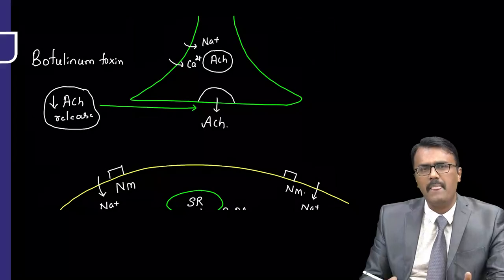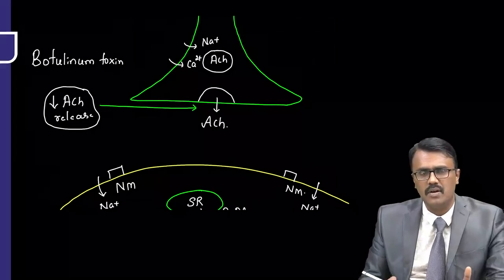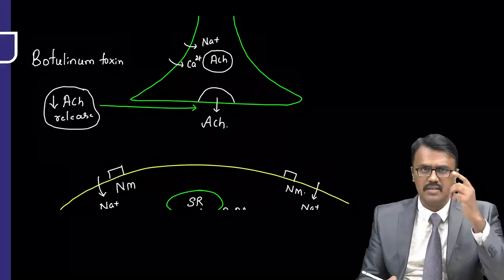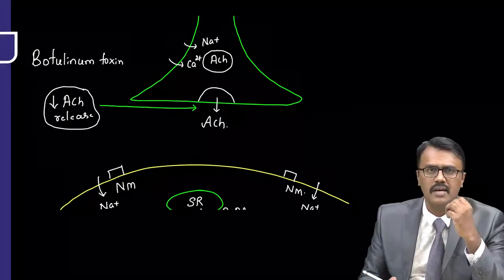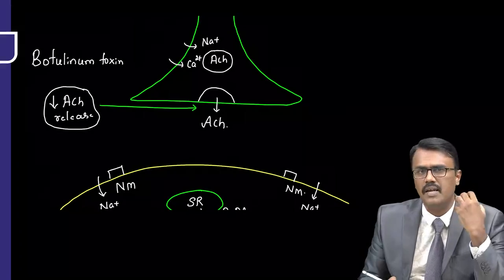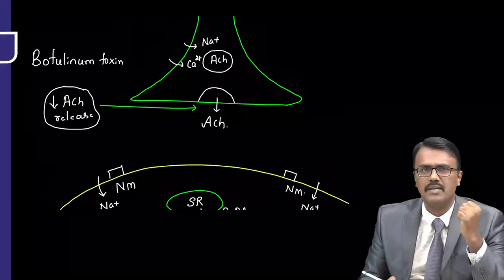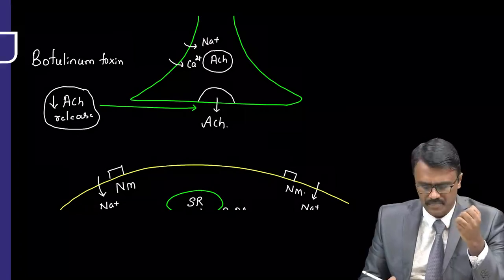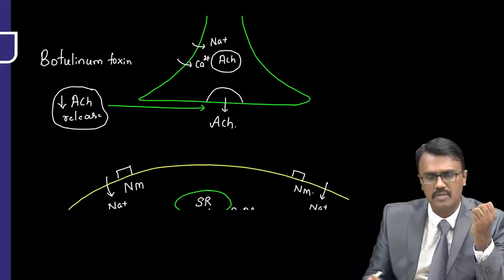Just a recap. It is used for cosmetics. We use it locally for wrinkles and glabellar lines, blepharospasm, and any muscle spasms like cervical spasm or Achilles spasm. So that is the botulinum toxin which we have discussed already.